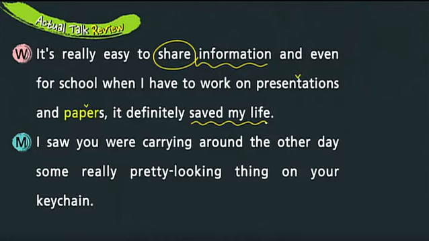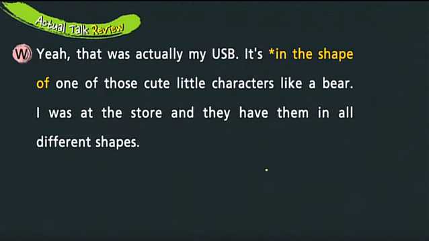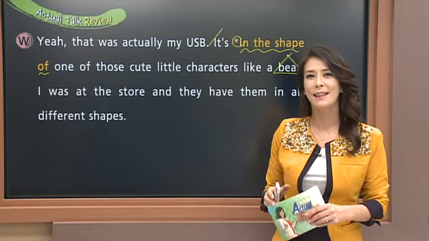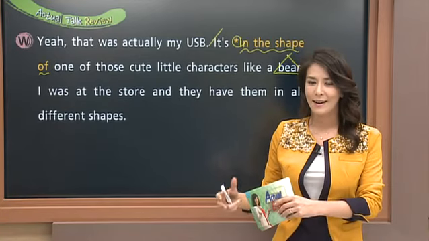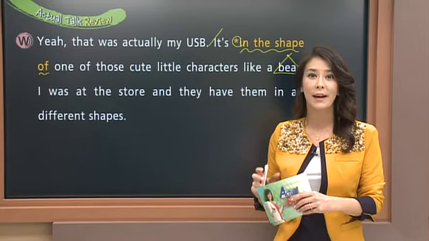All right, and then Eugene says, I saw you were carrying around the other day some really pretty looking thing on your keychain, okay? Of course, he's talking about her USB stick, and she says, yeah, that was actually my USB. It's in the shape of one of those cute little characters like a bear. So she's saying that her USB stick is in the shape of a bear. It's in the shape of a cute character.